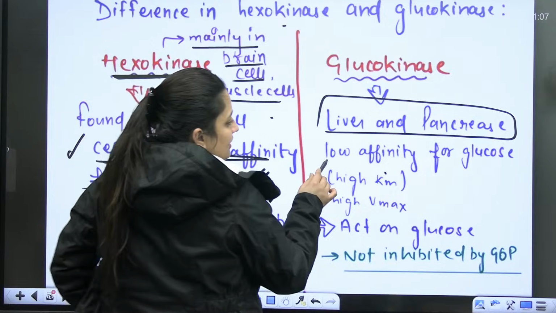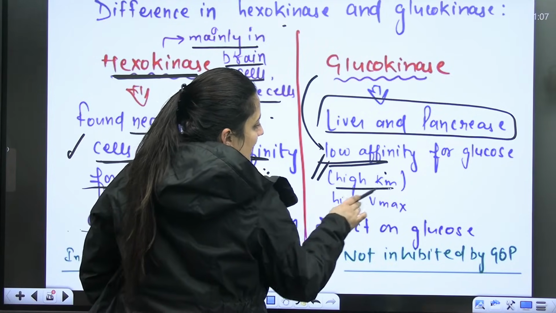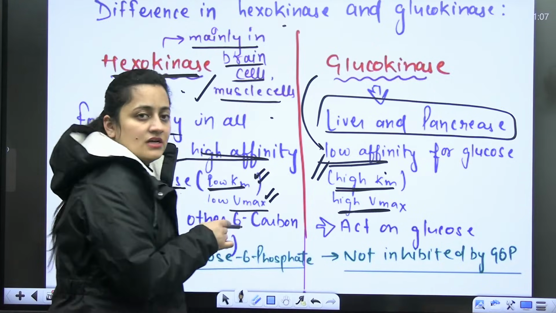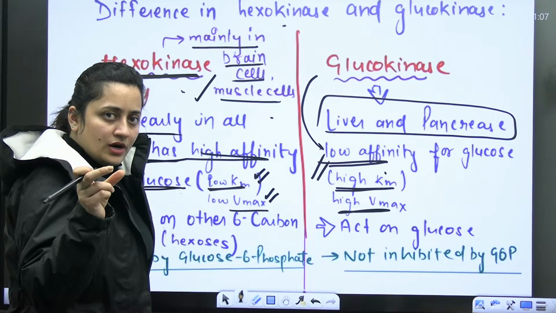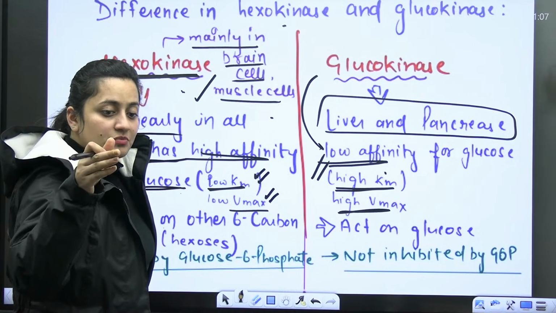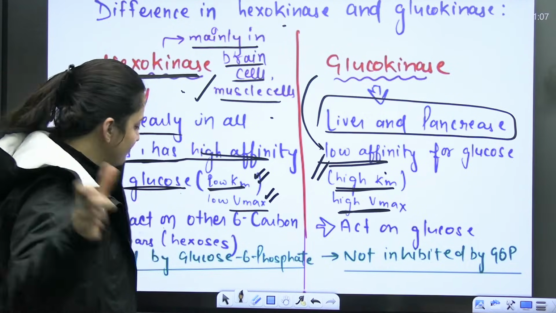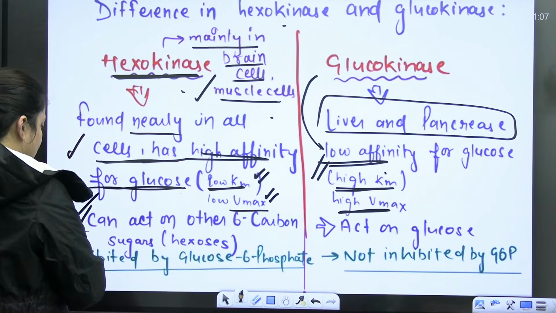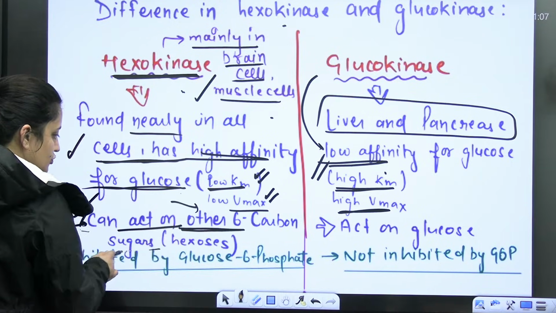And in the liver and pancreas, glucokinase has low affinity for glucose, that is, a high Km value. Because if there is high affinity for glucose, even if glucose is in small quantity, the reaction will start and proceed, so you need a lower substrate concentration at which velocity reaches half maximal. This glucokinase can act on other 6-carbon sugars as well.